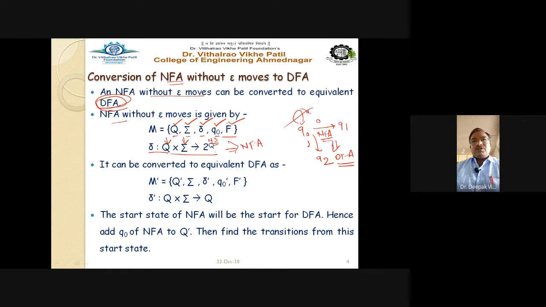This is the case of your NFA. Here now we are not calling it an NFA without epsilon moves in this lecture, we are just referring to it as an NFA. In simple words, we can say that we have to convert the NFA into DFA.